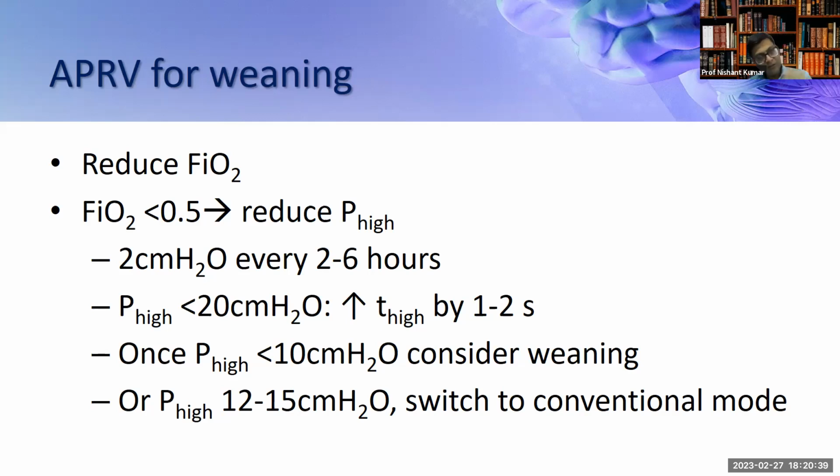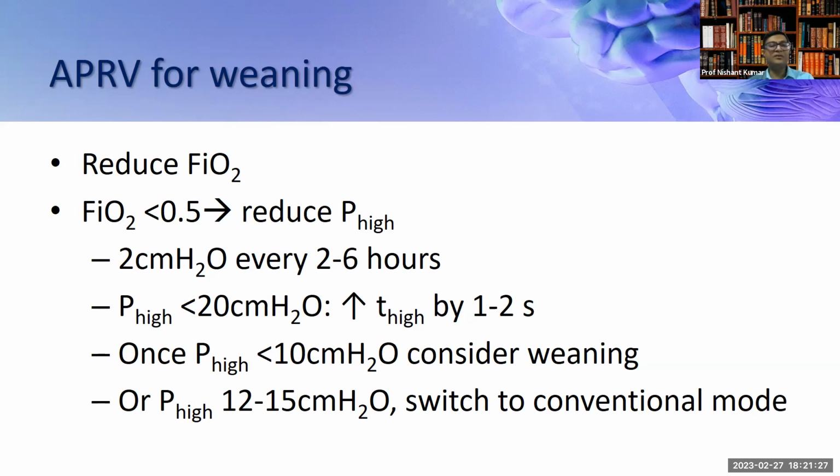And when the P high has come down to less than 20 centimeters of water, that means that we assume that the plateau pressures are now less than 20 centimeters of water. We start increasing T high by 1 to 2 seconds. Remember the range of T high is 3 to 8 seconds, right? So once the P high is less than 10 centimeters of water, it is considered weaning. And if the P high is 12 to 15 centimeters of water, you switch to conventional mode. If the P high is more than 20 centimeters of water, you keep on increasing T high by 1 to 2 seconds. And once the P high comes down to less than 10 centimeters of water, you consider weaning.